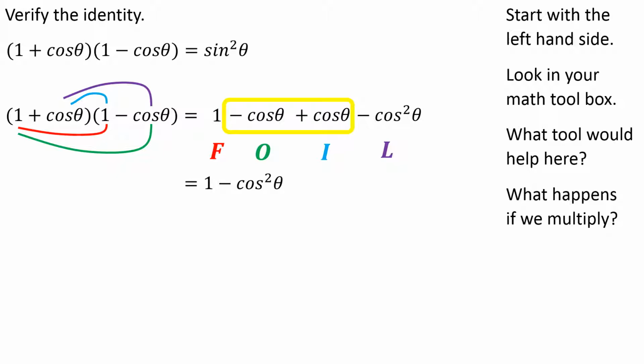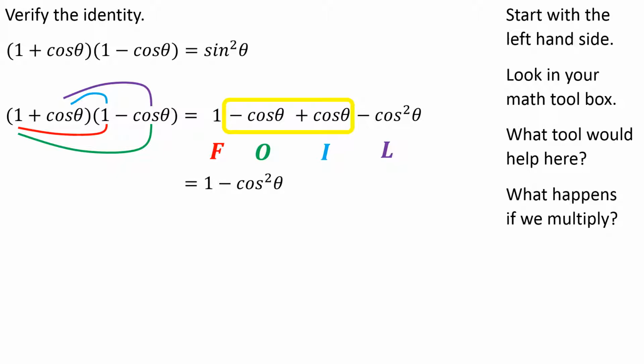Of course, I have to do FOIL: first, outer, inner, last. And the nice thing about this, it looks like inside and outside, right? The positive cosine theta and the negative cosine theta, those two terms cancel. They add up to 0.